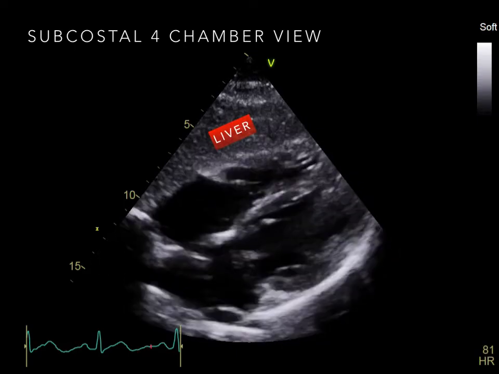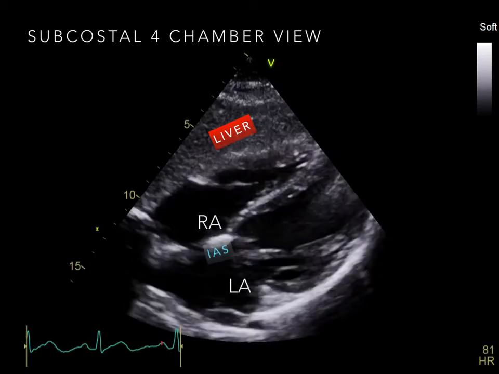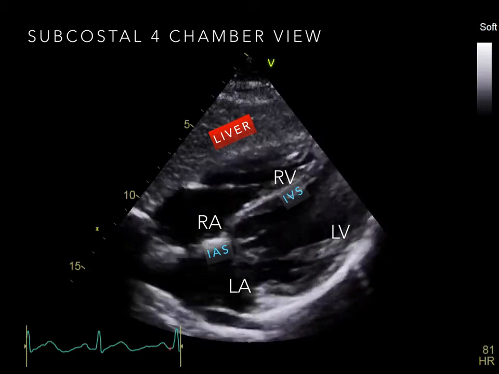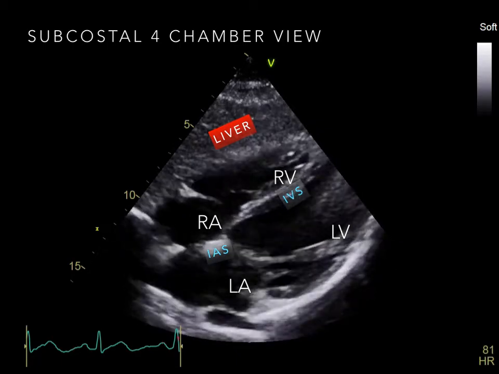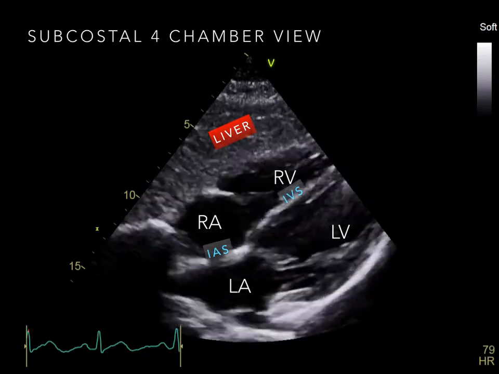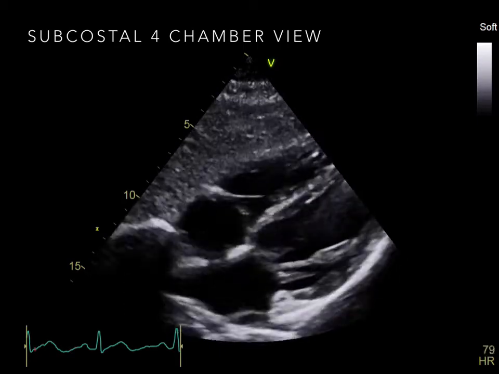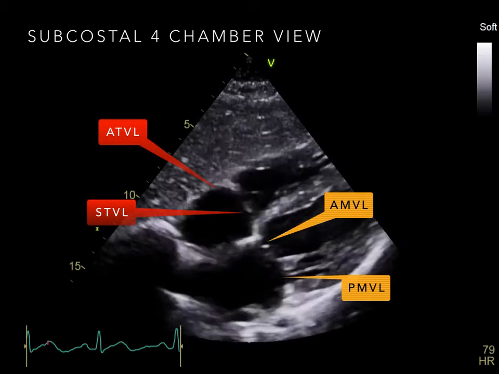The liver is the first structure transected by the ultrasound beam. The two atria are separated by the interatrial septum, while the two ventricles share the interventricular septum. Both the interventricular septum and the interatrial septum can be assessed in their entirety from this view without dropout. Both mitral valve leaflets and 2 of the 3 tricuspid leaflets are identified on this image.